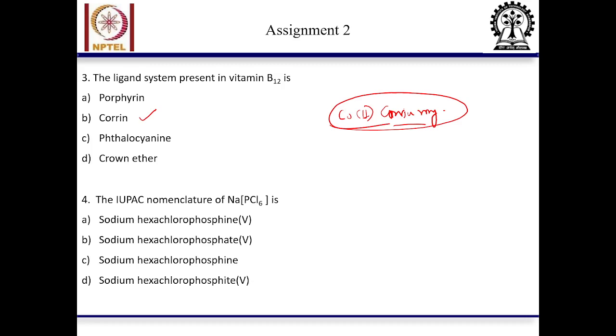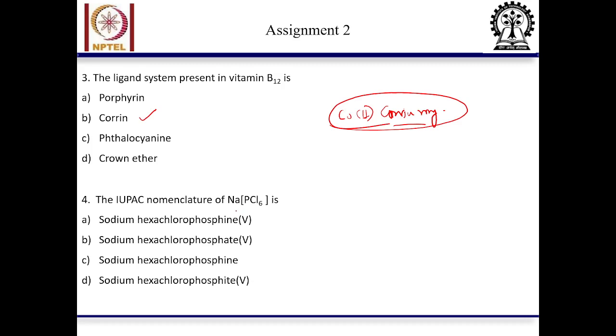Okay, anyone else? We have already had enough practice on this. I think most of the people are already getting it correct.